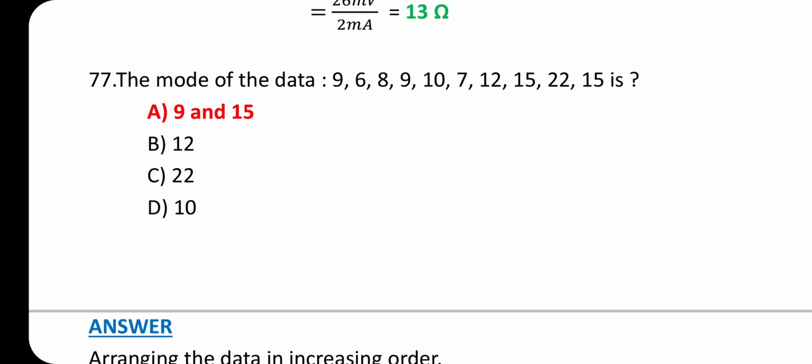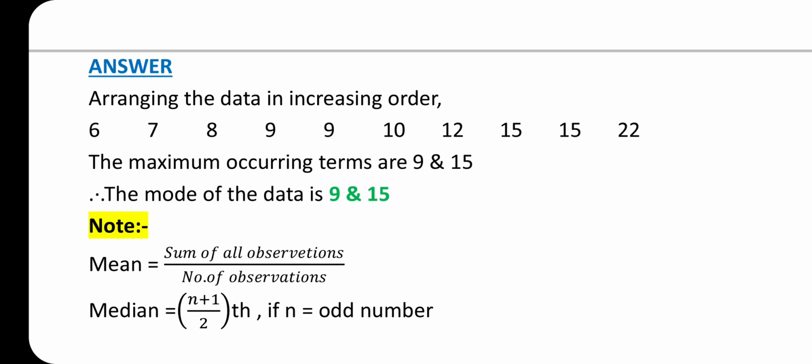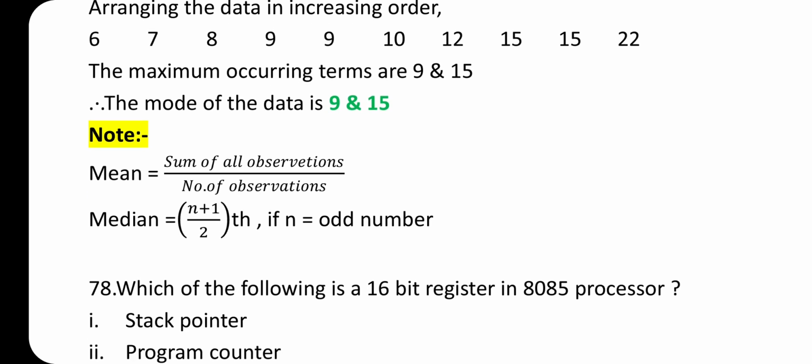77. The mode of the data 9, 6, 8, 9, 10, 7, 12, 15, 22 and 15 is. Answer is option A, 9 and 15. Arranging the data in the increasing order: 6, 7, 8, 9, 9, 10, 12, 15, 15, 22. Here the maximum occurring terms are 9 and 15. That is, both are occurring 2 times. Therefore, the mode of the data is 9 and 15.